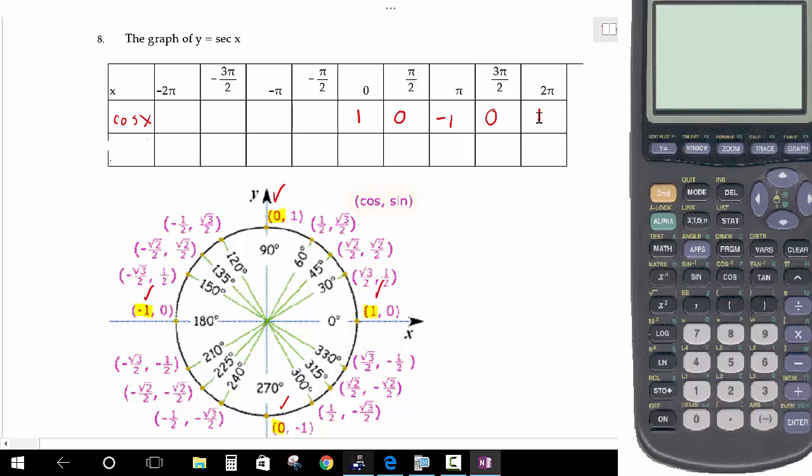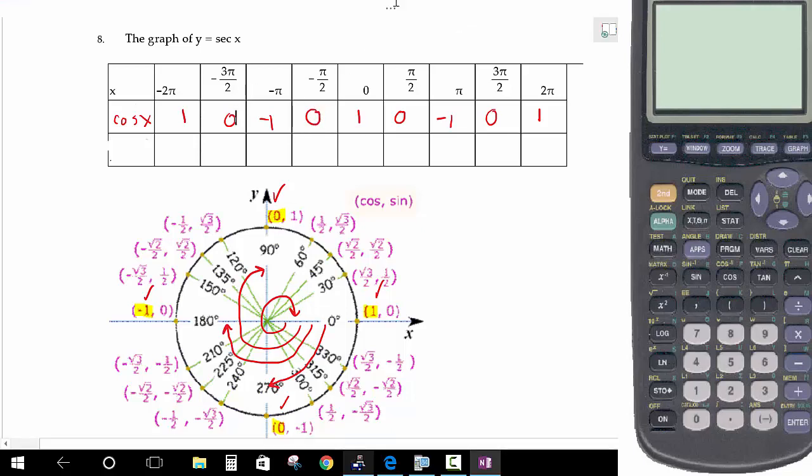And by the same argument, if you go -2 pi, that's clockwise, so that takes you to 1. -3 pi over 2 is clockwise, that's 0. Negative pi, again clockwise, that's -1. And then negative pi over 2 would give you an x value of 0, like that.